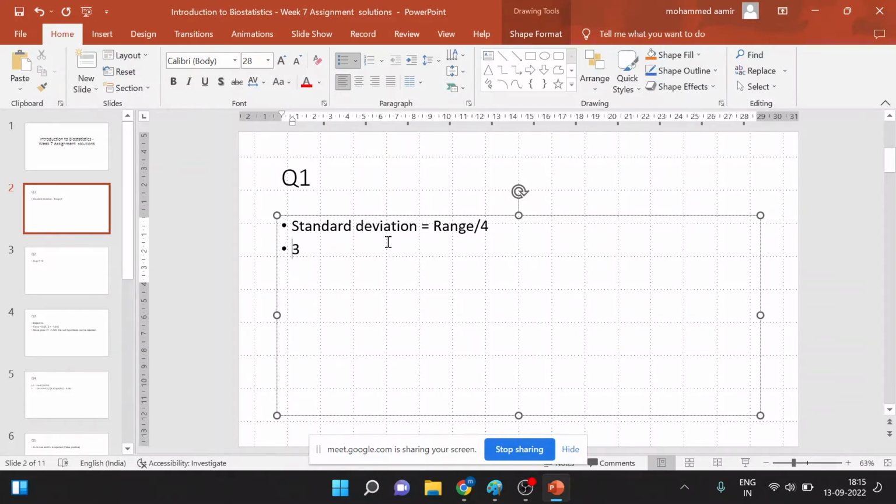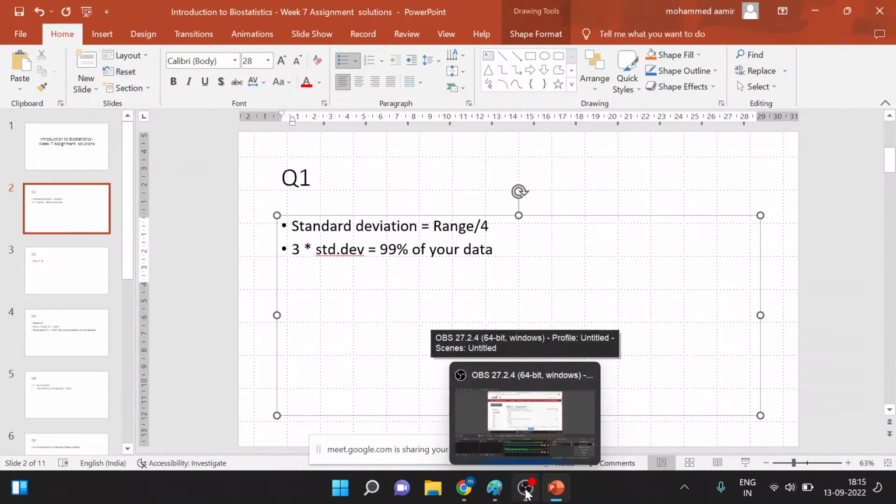You know this, right? 3 into sigma, where sigma is standard deviation. This is 99% of your data, which is very close to this approximation. So if you bring this down by 3, it's divided by a factor of 3, but it's not the entire data. Your entire data divided by 4 is pretty close to your standard deviation. So you can use the range to get some ballpark figure of your standard deviation, which was the answer to the first question. Is everyone okay with that?